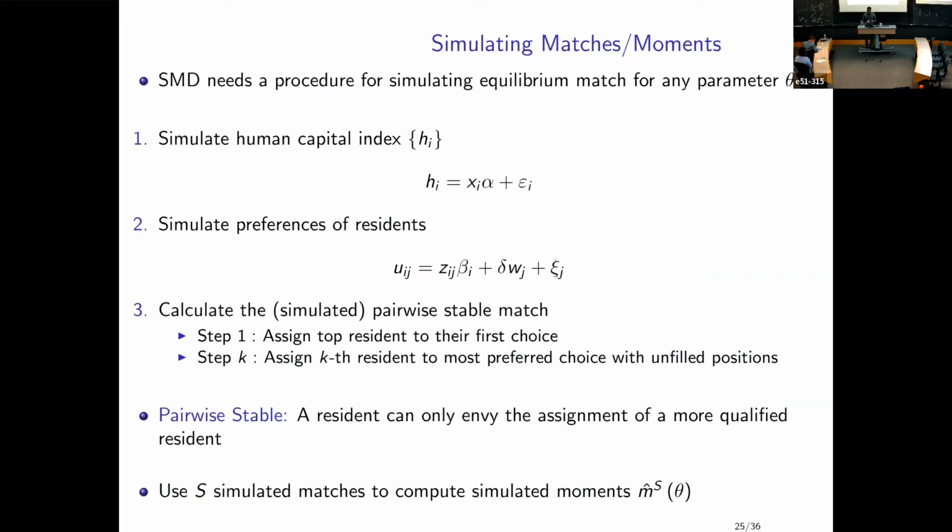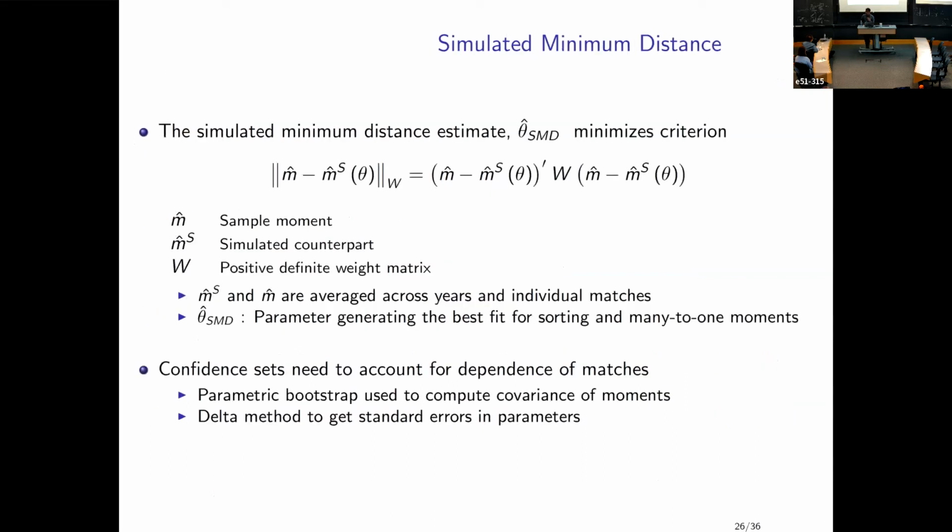Okay, so you simulate it. You can compute the pairwise stable match. You do that many times. Fix your simulation draws. Very important. Can't tell you how many nights I lost because of that. And then you get the simulated moments as a function of theta. And then you minimize the distance. You say, okay, m hat minus the simulated m hat of theta, compute the sandwich form, and you minimize.